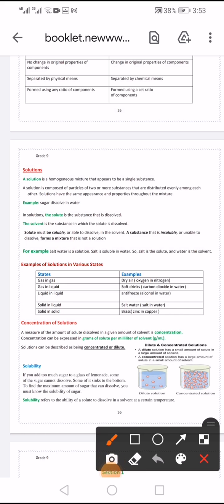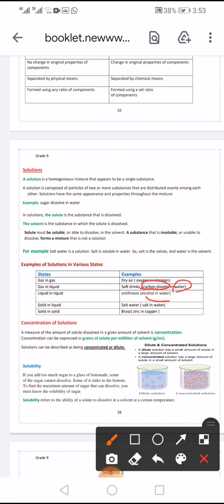Gas in liquid, like what? Like carbon dioxide in water. In Pepsi or in 7-Up, you dissolve carbon dioxide in water, which is gas in liquid. Liquid in liquid, like alcohol in water. The alcohol that we use to sanitize contains 70% alcohol and 30% water.